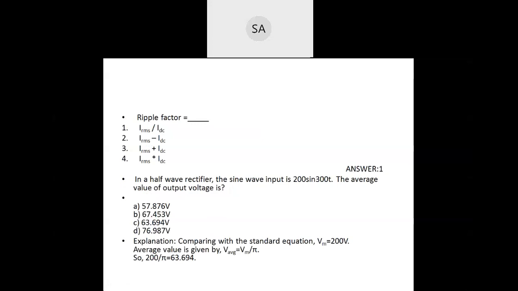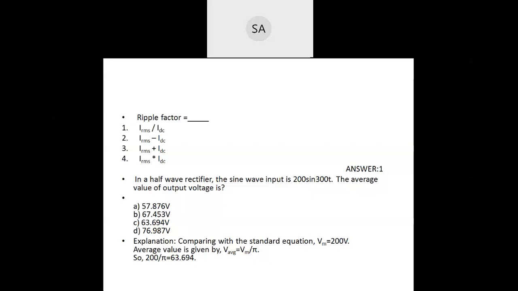Ripple factor equation: IRMS by IDC, IRMS minus IDC, IRMS plus IDC, and IRMS by IDC. So the ripple factor equation is actually the square root of (IRMS by IDC) whole square minus 1. But that is not completely given, so you can consider IRMS by IDC. That is in the definition we are having.